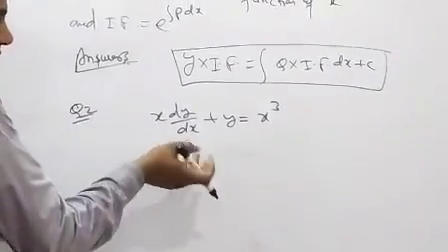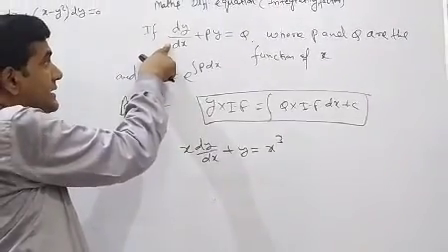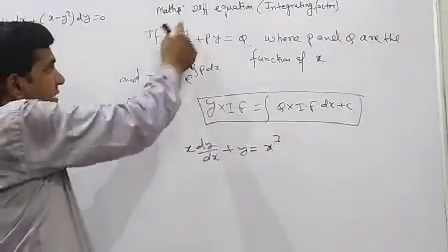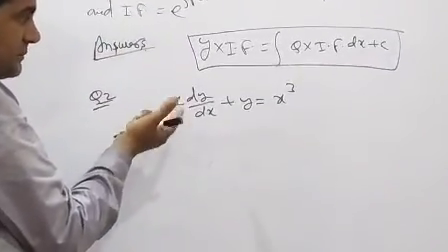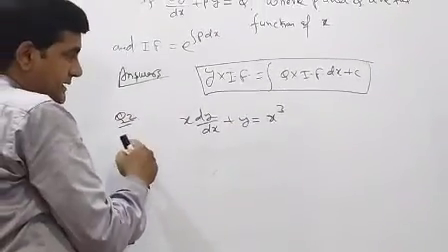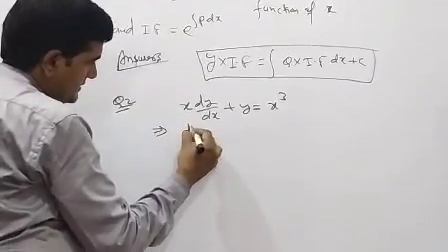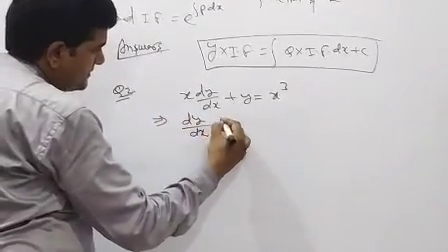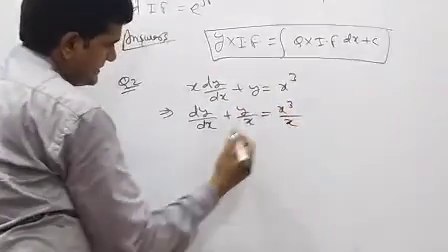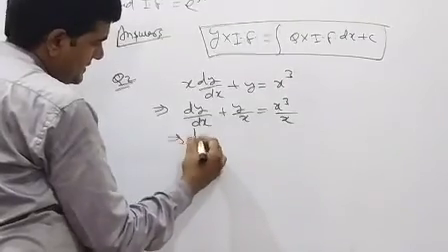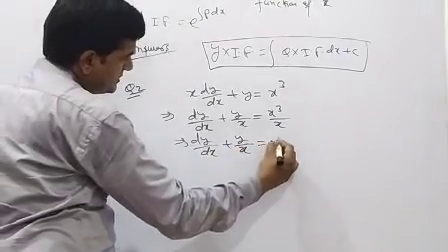Now the given question has to change into this form. You can see here the coefficient of dy by dx is only 1, but here it is x. How can we make it 1? Divide both sides by x. It means dy by dx plus y by x is equal to x cube by x. Means dy by dx plus y by x is equal to x square.